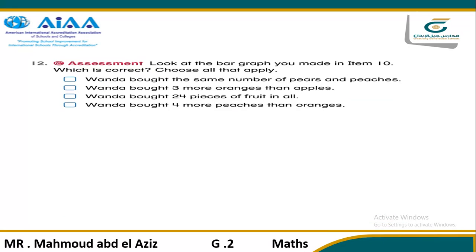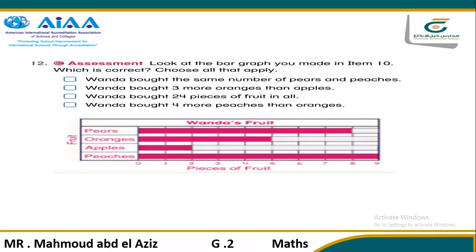Excellent. Another question. Look at the bar graph you made in item 10, the same one. Which is correct? Choose all that apply. So you should remember our bar graph here. The first one: both the same number of pears and peaches. Is that correct? No. Why? Because for the first one pears equal 8, and the second one peaches equal 9. So they are not the same number. So we will not choose the first one.